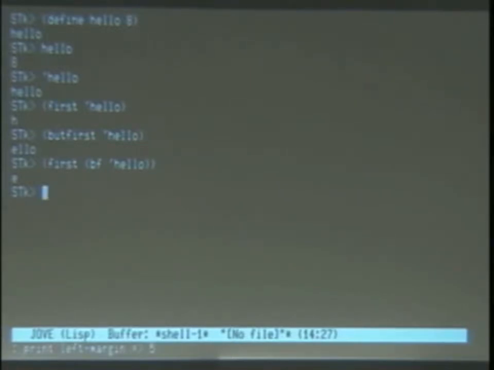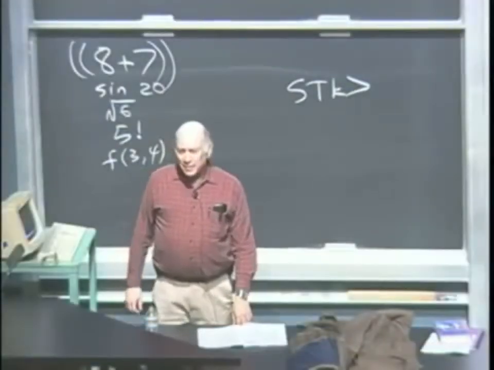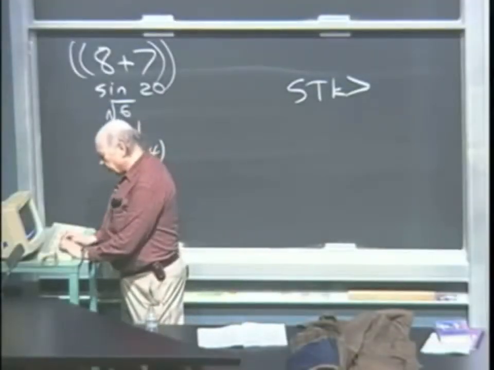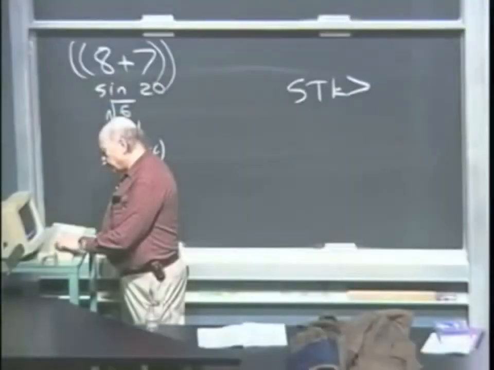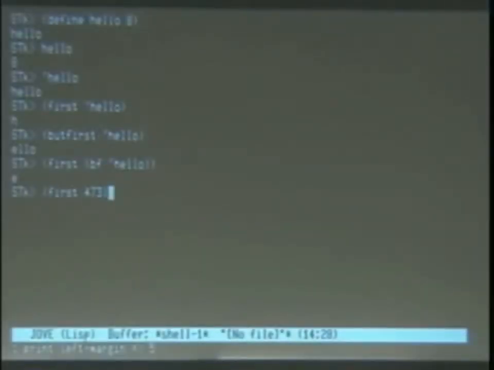There's also last and but last that do the obvious thing. We can do composition of functions, as you saw. Numbers are words. Every once in a while, that'll come in handy. So I can say, what's first of 473, and get back 4, or but first and get back 73.